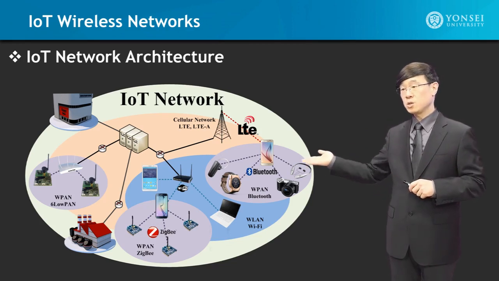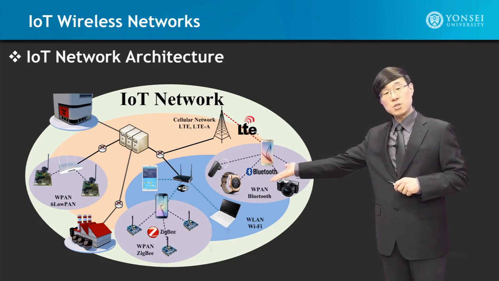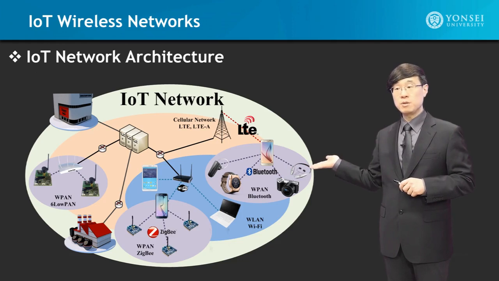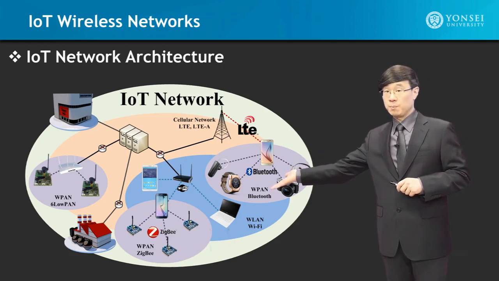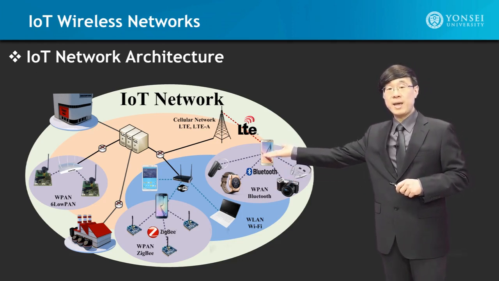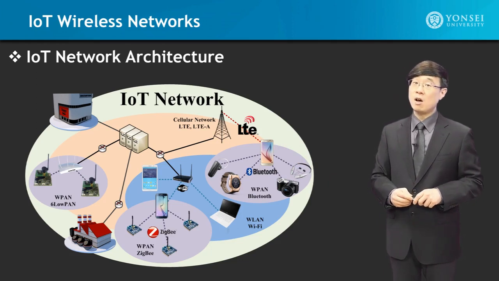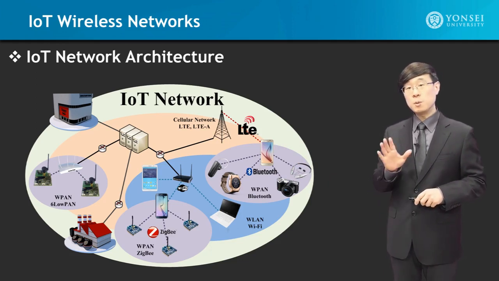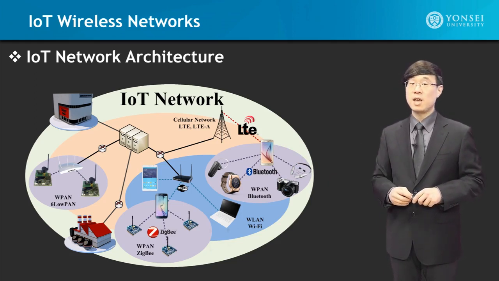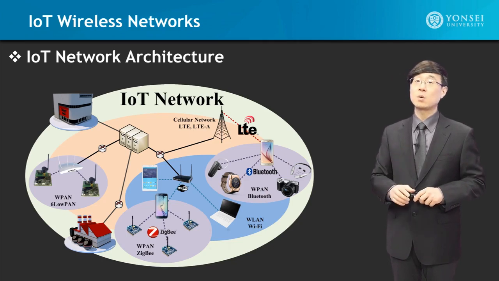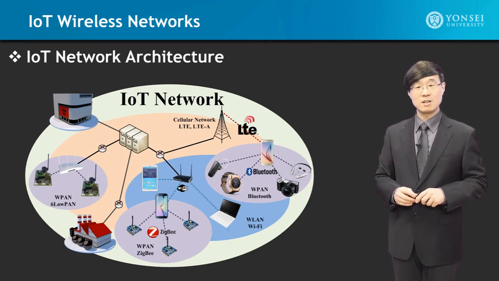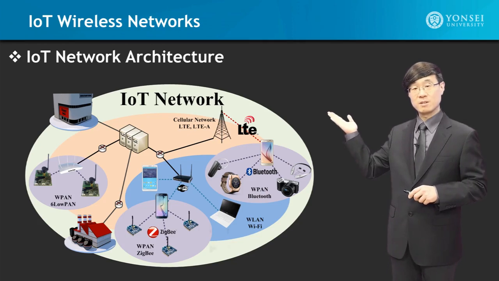In addition, in the wireless personal area network, the small range network that we use like Bluetooth, other modules such as Zigbee, as well as 6LoWPAN technology, and several others actually exist. We'll be focusing this lecture on those, together with wide area network connectivity technology.